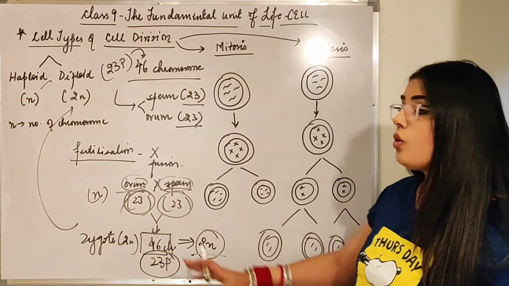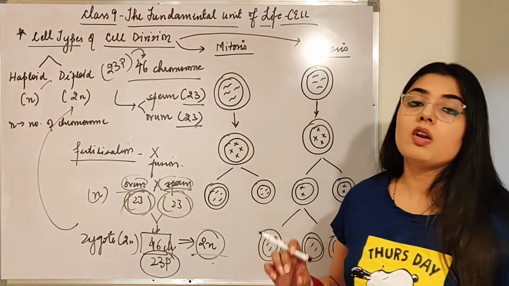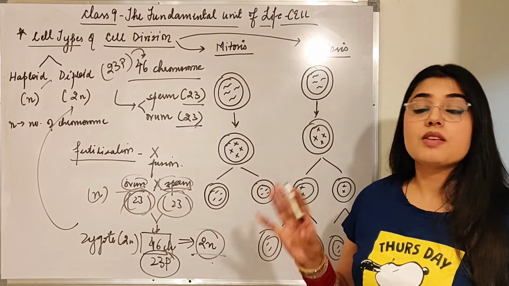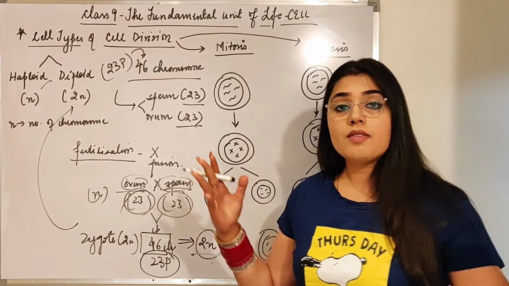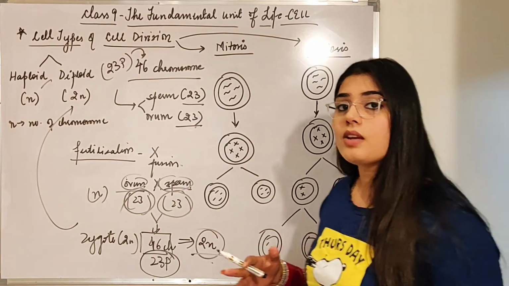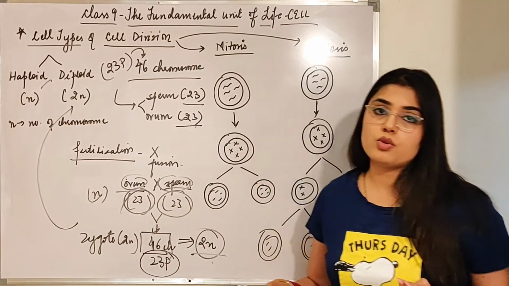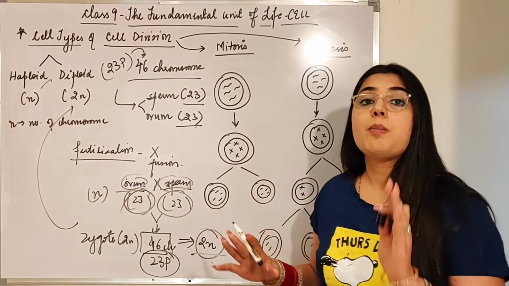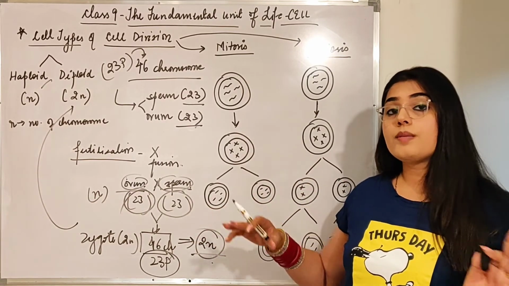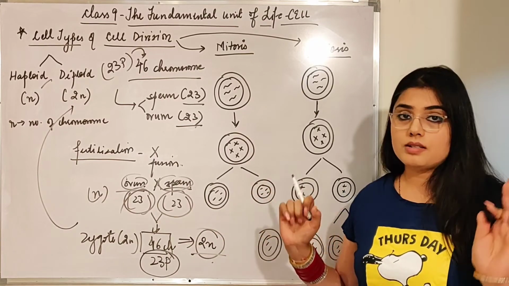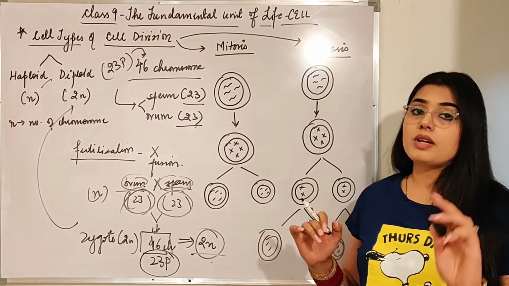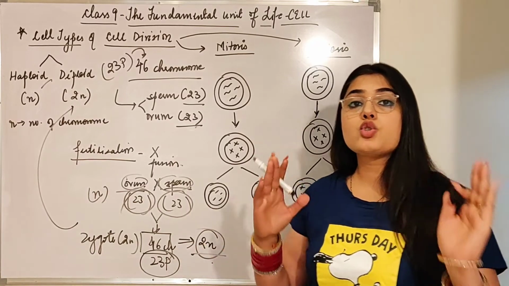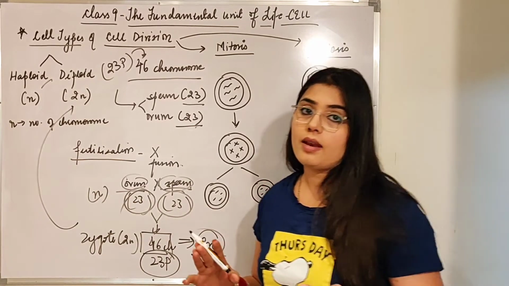So ovum and sperm will not have 46 chromosomes, they will just have 23 each. When they fuse together and form the zygote, the zygote will have 46 chromosomes, that is 23 pairs, and is known as a diploid cell. Before that, ovum and sperm were haploid cells. Diploid means 2n. Haploid means single n.